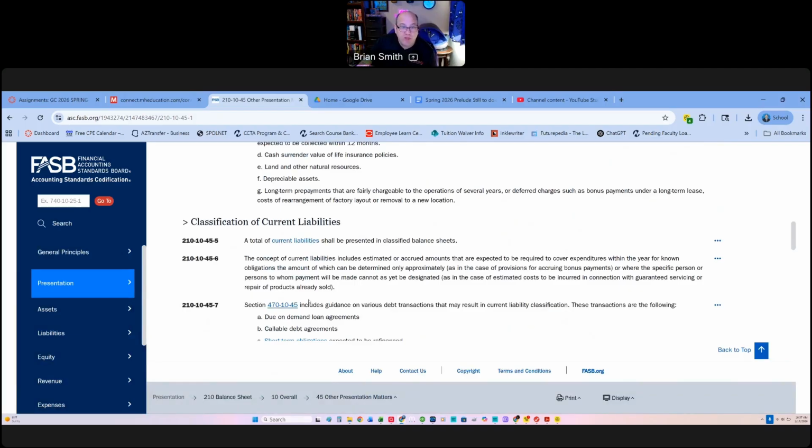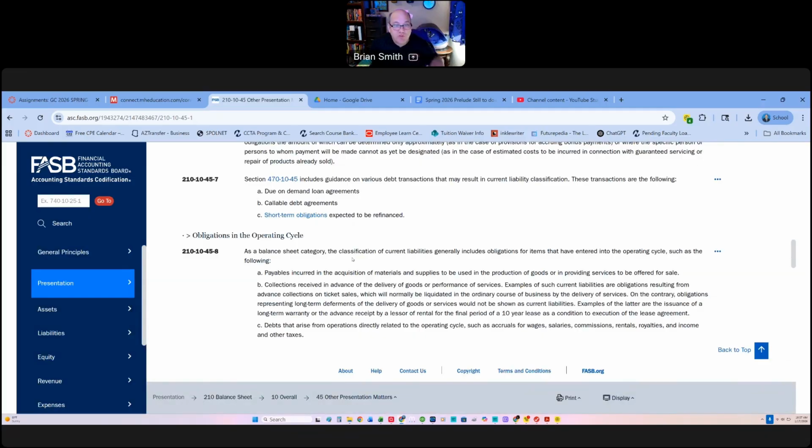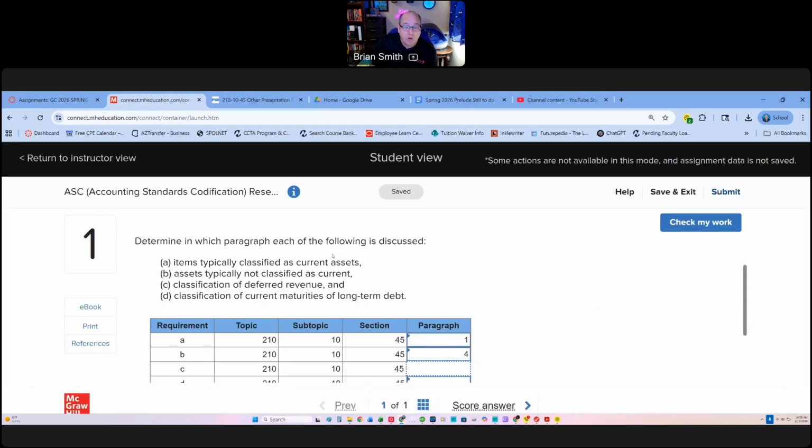Expenditure within a year, no obligations. Obligations of the operating cycle. Let's see if we can find this guy. There's balance sheet category, the classifications of current liabilities. Okay, so payables, collections received in advance of delivery of goods. This is it right here. This is unearned revenue. Advanced collections and ticket sales. All right, perfect. So it looks like we're in section 8 is what we want. Classification of deferred revenue. There it is.